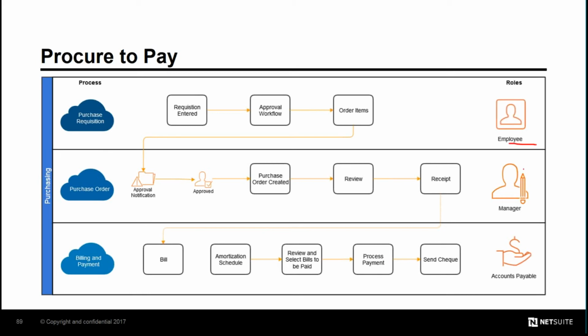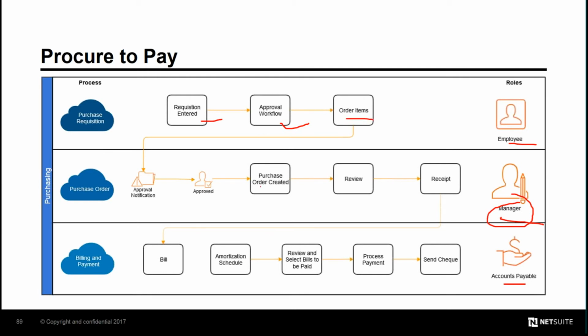For the employee role, I'll be using manager and then accounts payable clerk or controller for my demo account. So three roles for this procure to pay. I'll start with entering my request using the requisition, and then there would be an approval workflow that would be approved by my manager, and then that requisition will be converted to an order, right?